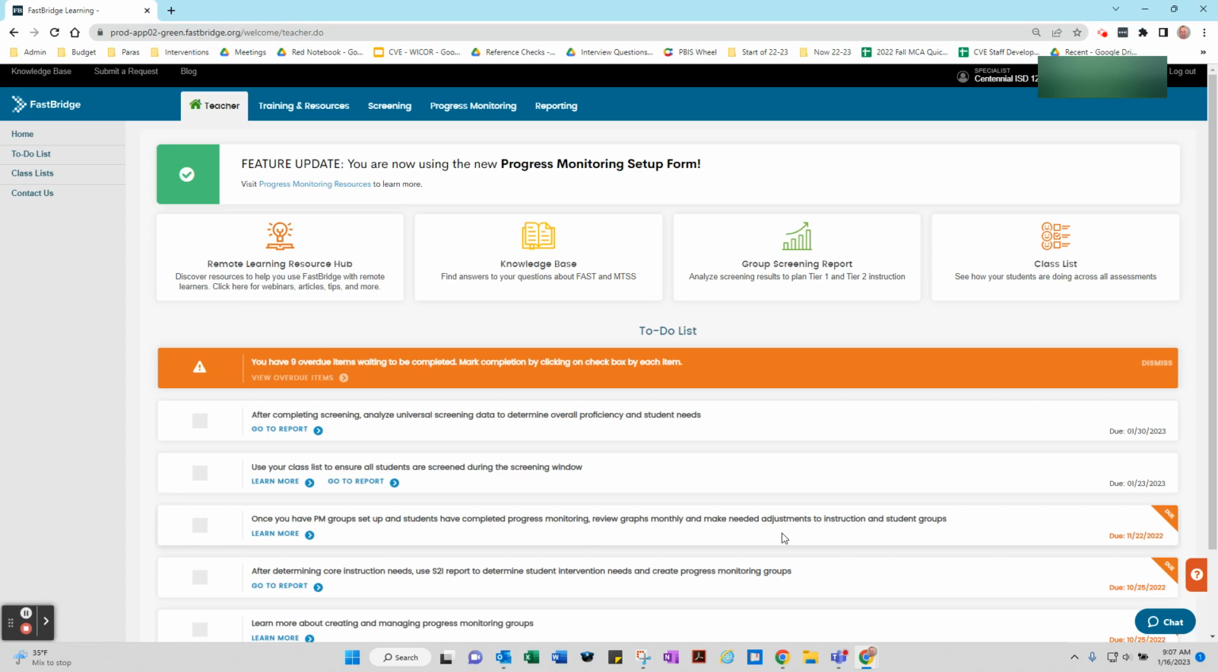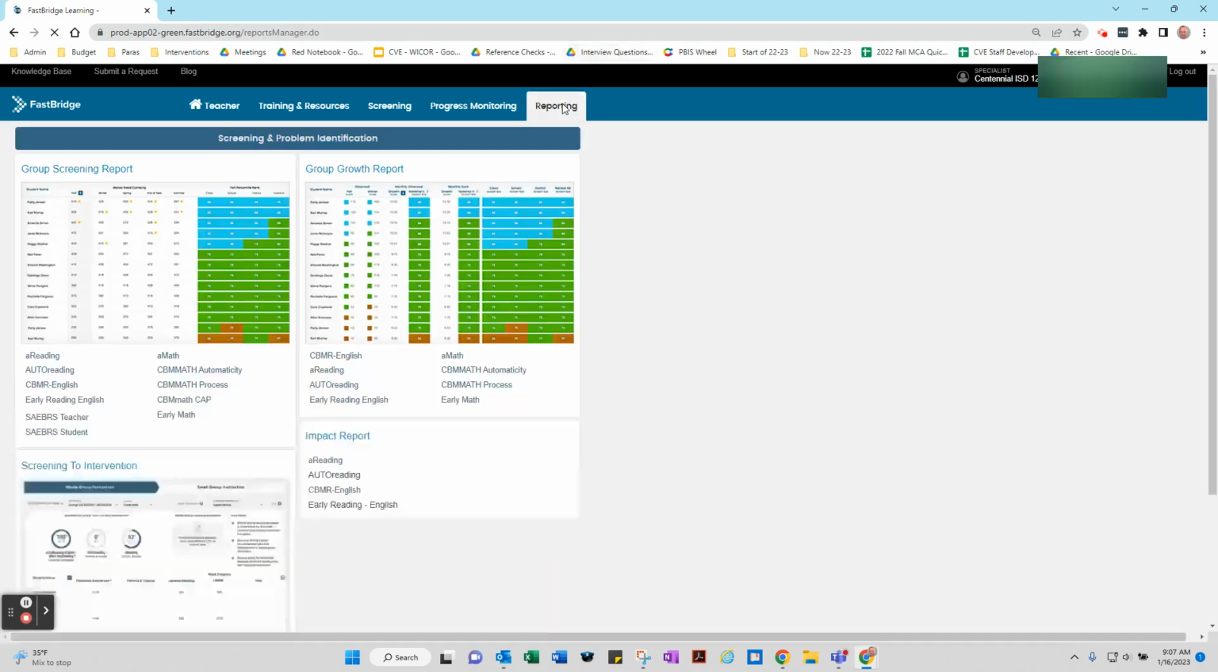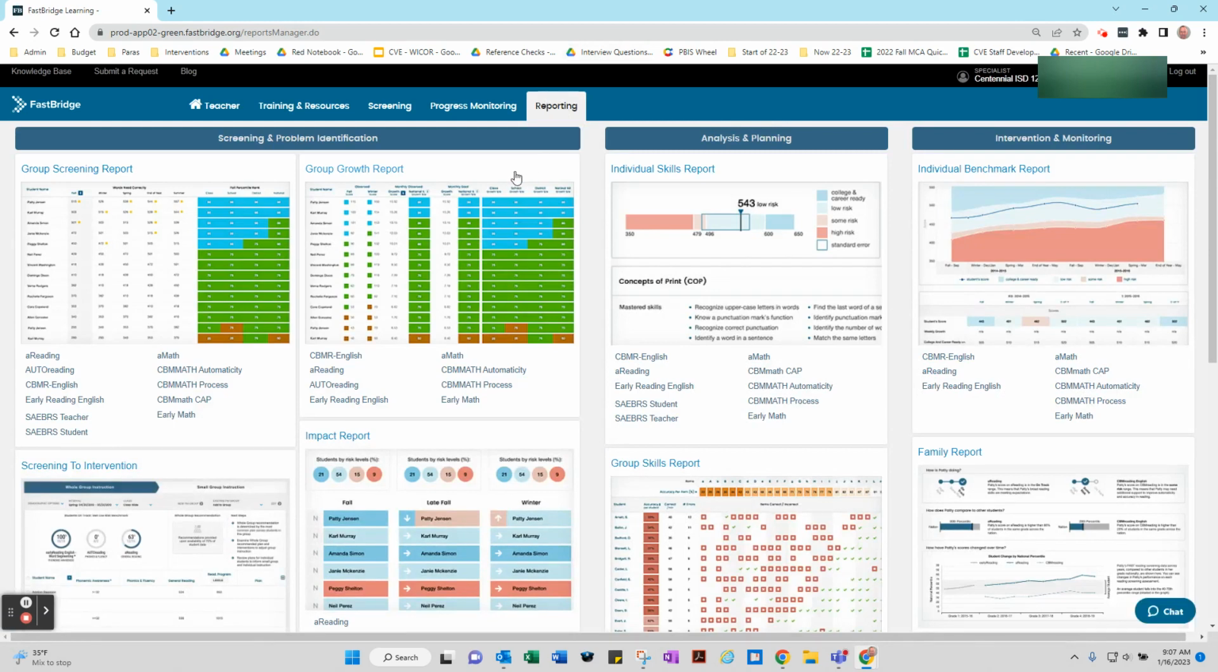bit. Remember, our goal at Centerville is that all students learn at a high level, and if they're not, how do we get them there? So we'll start out by clicking the reporting tab. Next, we're going to look for the group growth report.